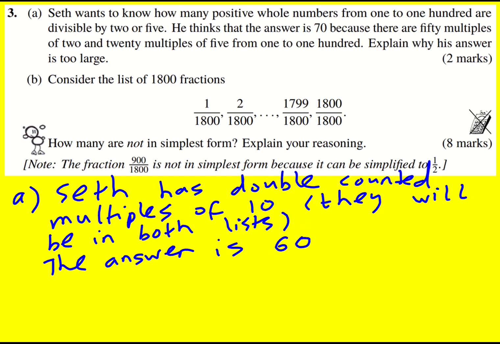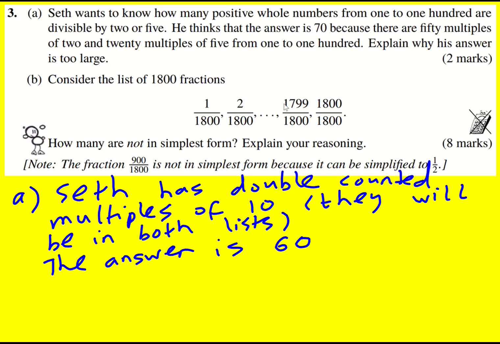Because you can take all the multiples of 2, absolutely fine. There's 50 of them. Then you need to take all the multiples of 5 that are not multiples of 2. So we just have to divide that 20 by 2, because that gets rid of all the ones that end in 0. We'll just be left with the ones that end in 5. So good start to this question. That's going to help us in part B.